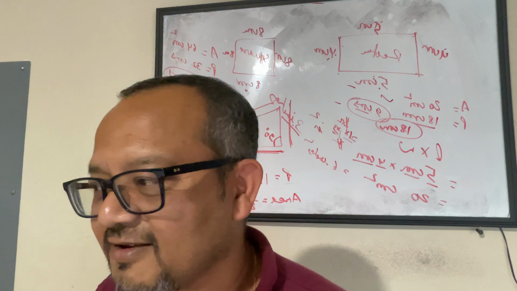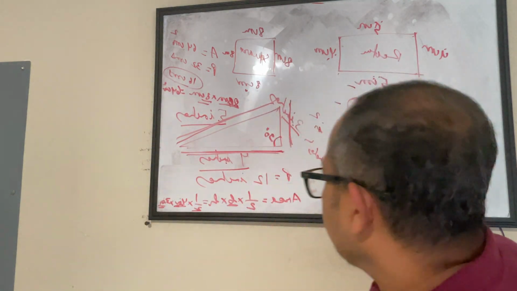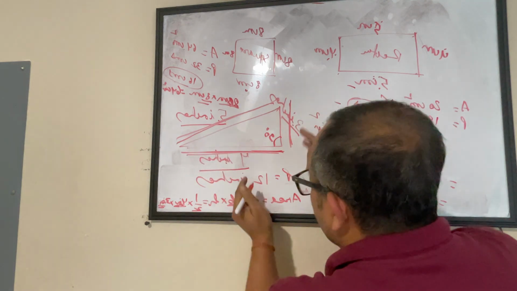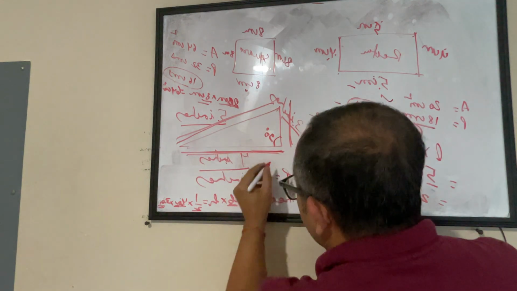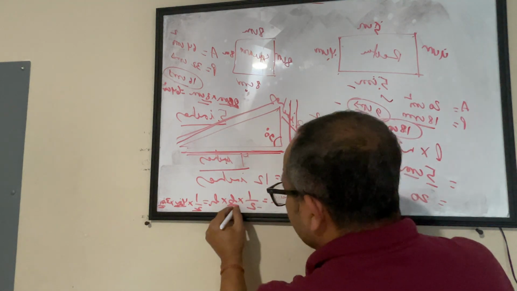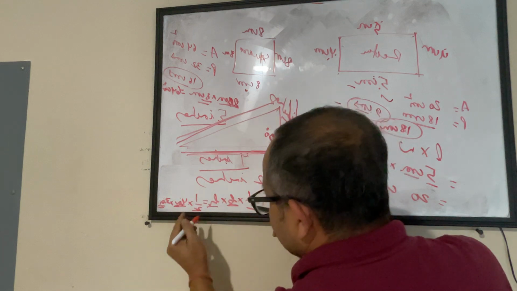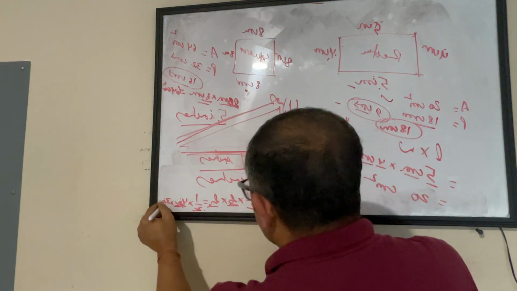Can you tell the area? What is that? Can you tell the area one? The area of a right angle triangle is what? Half times base times height. This is my base and this is my height. So half into base into height. What is my base? 4 inches. What is my height? 3 inches. Half into 4 inches into 3 inches.